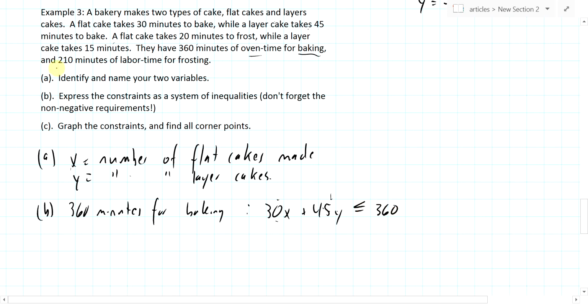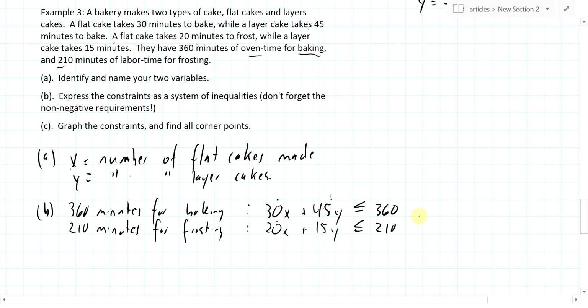The other constraint we have is that there's 210 minutes that my employees can frost things. Right? How much does each flat cake take to frost? Well, 20 minutes. How many am I making? x. So 20x is the number of minutes it takes for flat cakes to frost. And I'm making y layer cakes. Each one takes 15 minutes to frost, so 15y, and I have 210 minutes for that. Great, so there's my constraints.